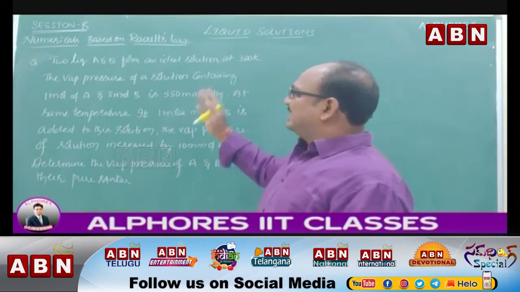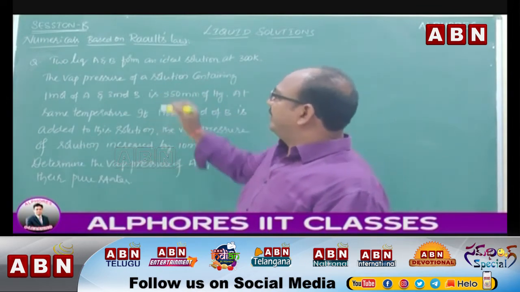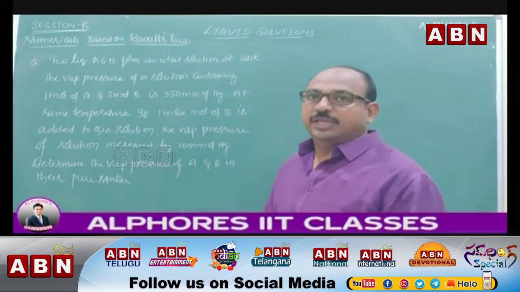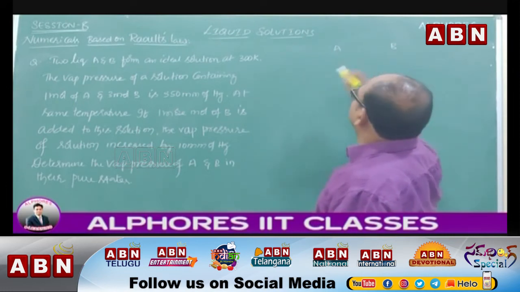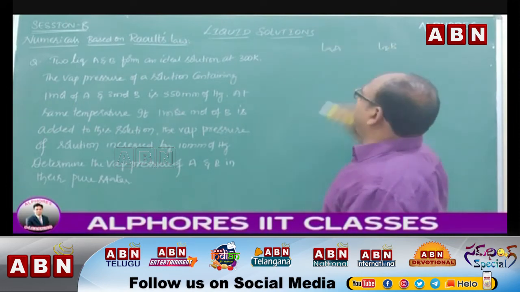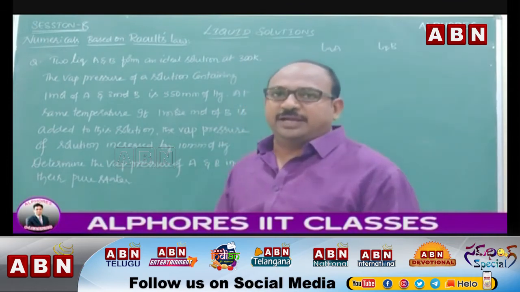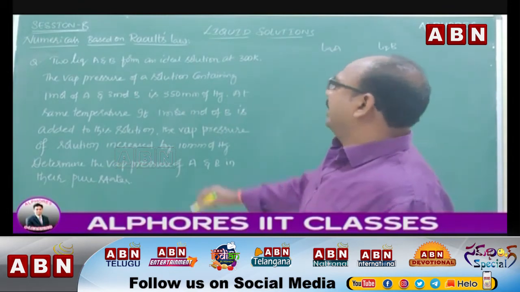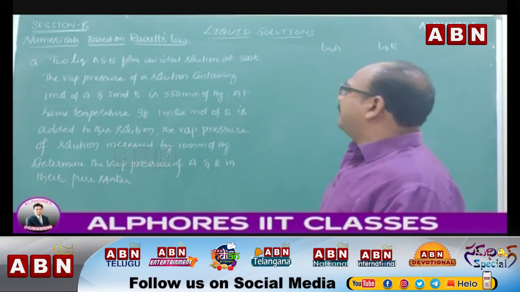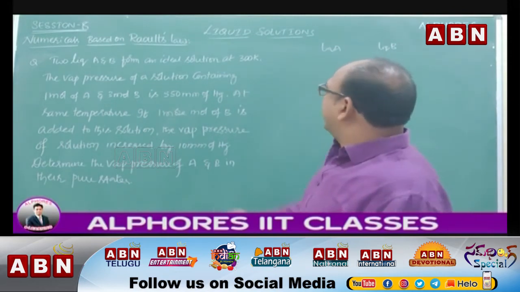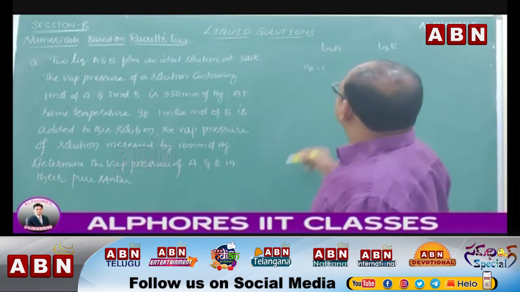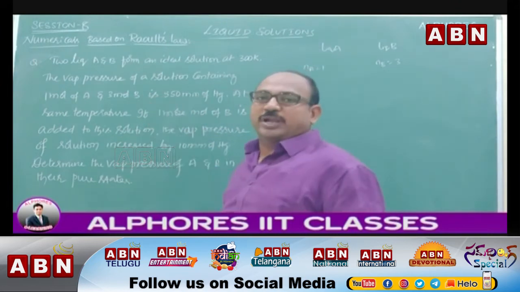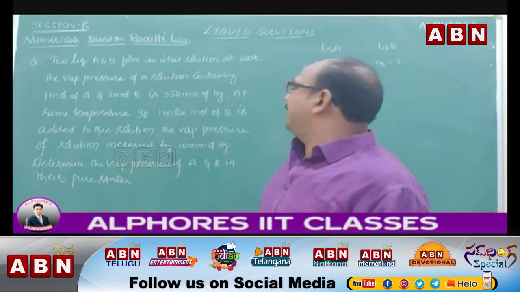Students, let us see the second question. Two liquids A and B form an ideal solution at 300 Kelvin. A and B are two liquids. So this one is liquid A and liquid B, forming an ideal solution at 300 Kelvin. The vapor pressure of a solution containing 1 mole of A and 3 moles of B is 550 mm of Hg. So the number of moles of A is 1 and the number of moles of B is 3. Here, by mixing these two in a 1:3 ratio, you are getting 550 mm of Hg.